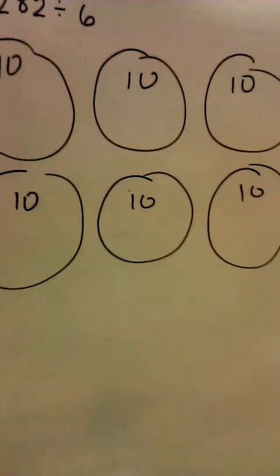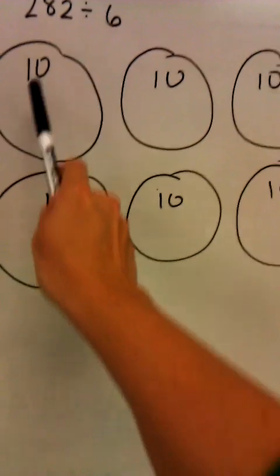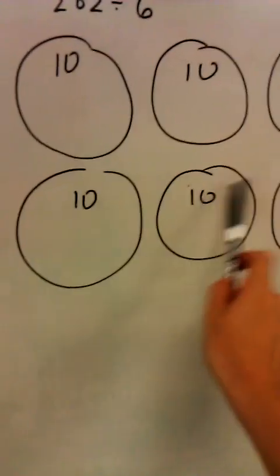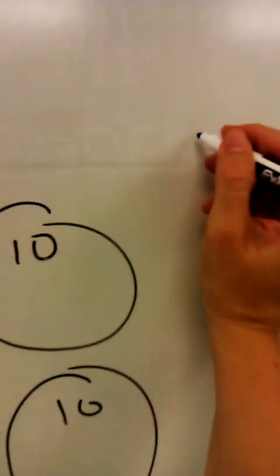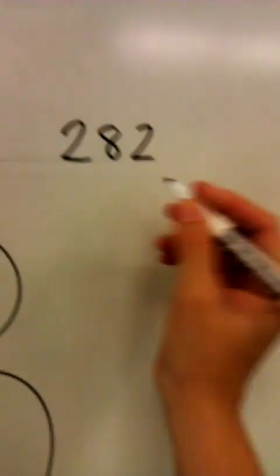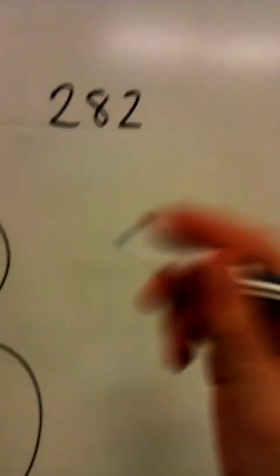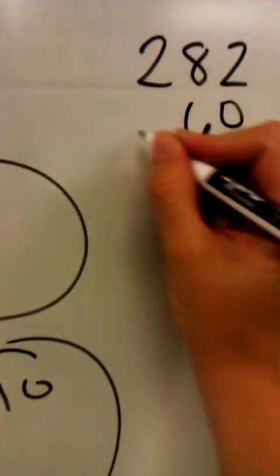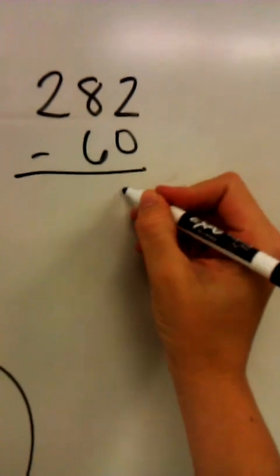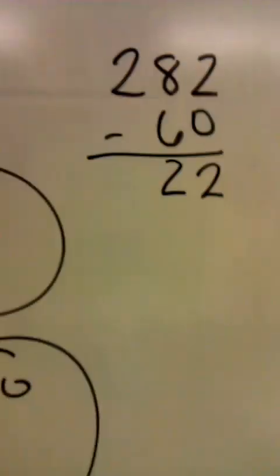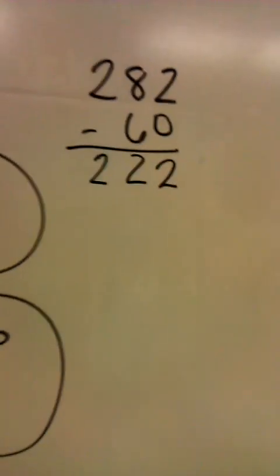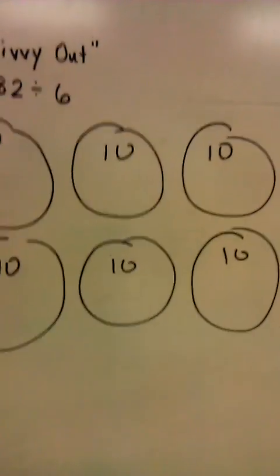10 in each group. So now out of the 282, we've divvied out 10, 20, 30, 40, 50, 60. So over here to the side, I want to have my 282, and I want to keep track of how much of that 282 I have divvied out. So right here, I said 60. I subtract. 8 minus 6 is 2, and 2. So I still have 222 out of the 282 left.